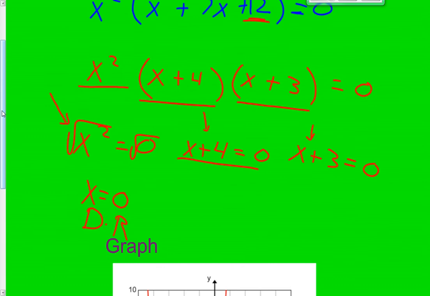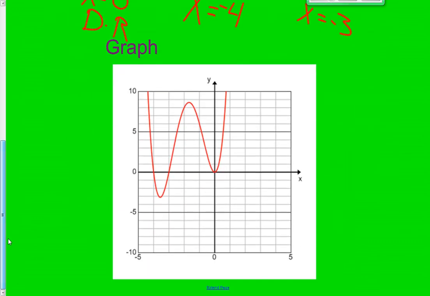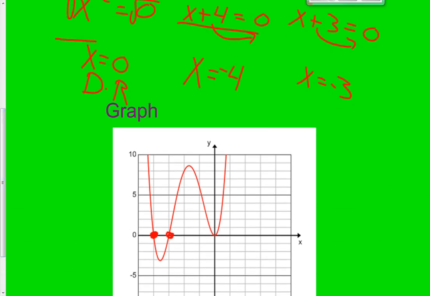We'll quickly solve these. X equals a negative 4 and x equals a negative 3 when you subtract 3 to get on this side and subtract 4 to get on this side. So x equals a negative 4, x equals negative 3. That's where it crosses the x-axis at. So notice right here at a negative 4, here at a negative 3, and then my double root, remember what a double root means. It doesn't pass through my x-axis. It goes down, it touches the x-axis, and then hops back up again.